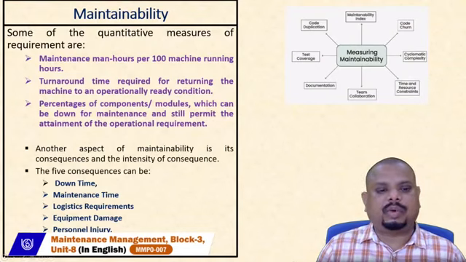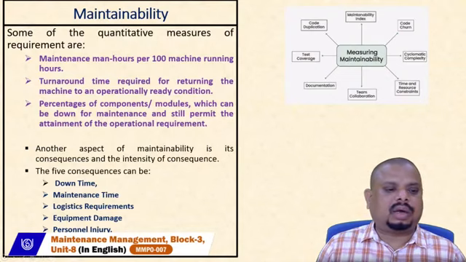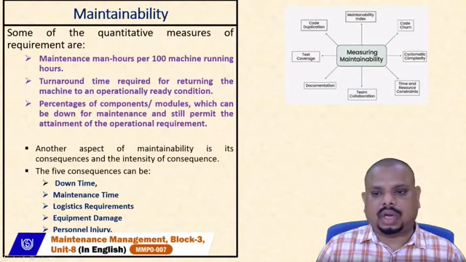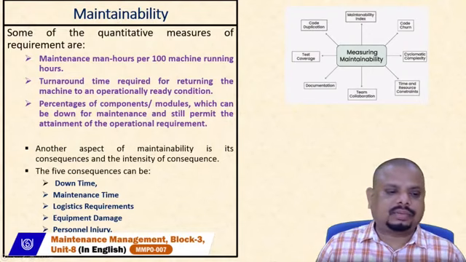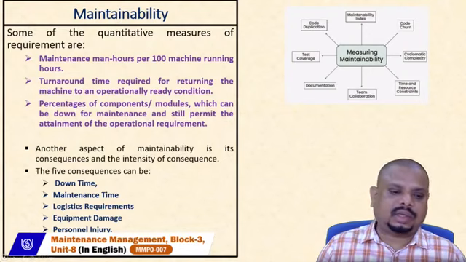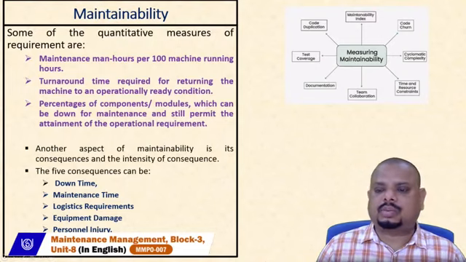The percentage of components or modules which can be down for the maintenance and still permit the attainment of the operational requirements. And the other consequences can also be calculated in the case of maintainability. The first one is known as downtimes, then maintenance times, then logistics requirements, then equipment damage, and the last one is you have to take care of personal injuries.